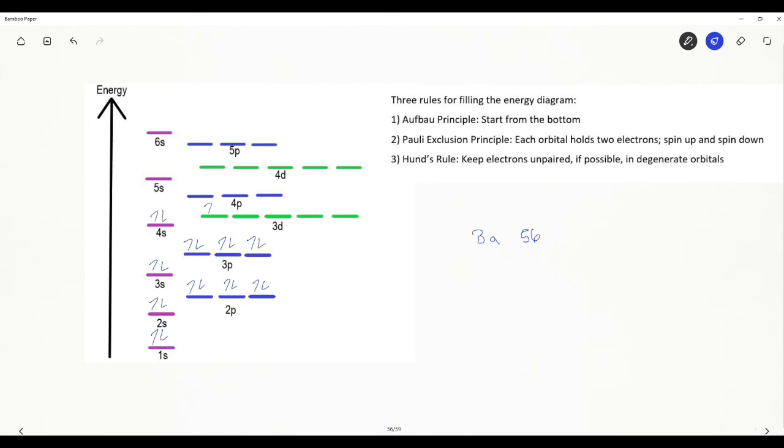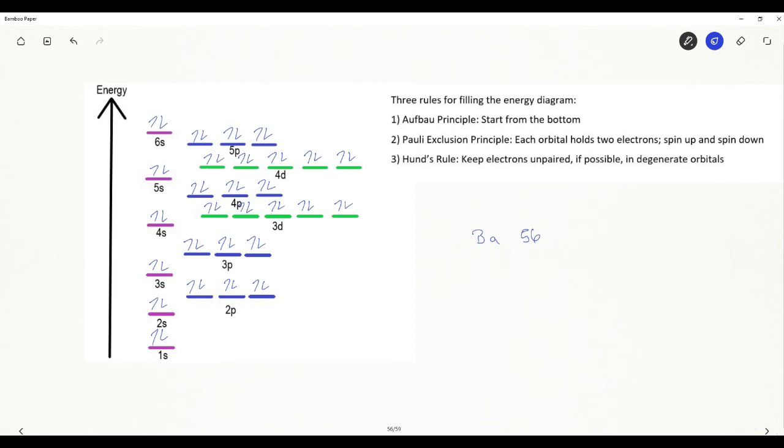19, 20, 21, 22, 23, 24, 25, 26, 27, 28, 29, 30, almost there. 31 through 56. So barium, with its 56 electrons, happens to max out my energy diagram.